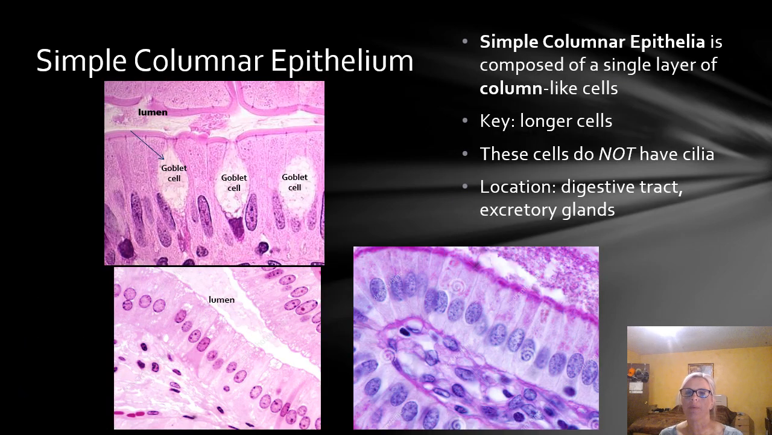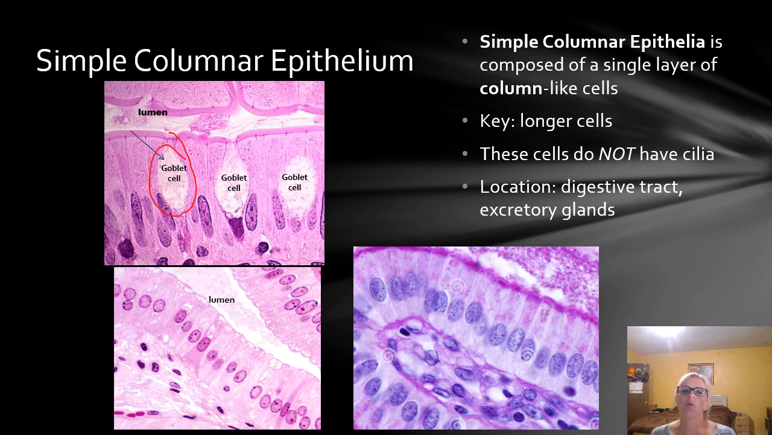So simple columnar epithelia. Simple, of course, means one layer. They're column shaped, so they're elongated cells, and that is a key feature that you are looking for, these elongated cells. These are mainly in the digestive tract. They're also found in excretory ducts of glands, and so we need special cells there to produce and release certain substances like mucus. Okay, and over here we can see we have a goblet cell embedded here, and that is a mucus producing cell, and so they are embedded in the simple columnar epithelia.